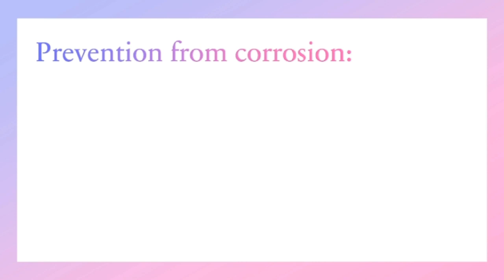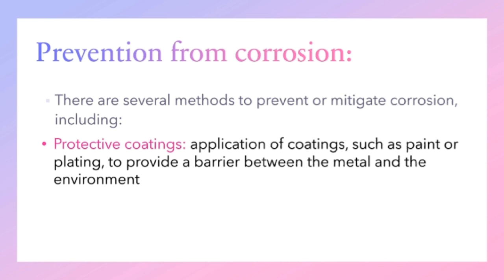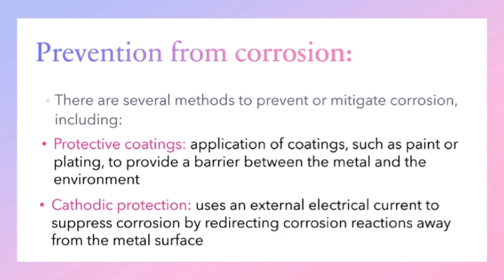Next, we will see prevention from corrosion. How will we prevent corrosion? Several methods are adopted for this. The first one is protective coating. Application of a coating such as paint or plating to provide a barrier between the metal and the environment leads to a decrease in corrosion or prevention of corrosion.